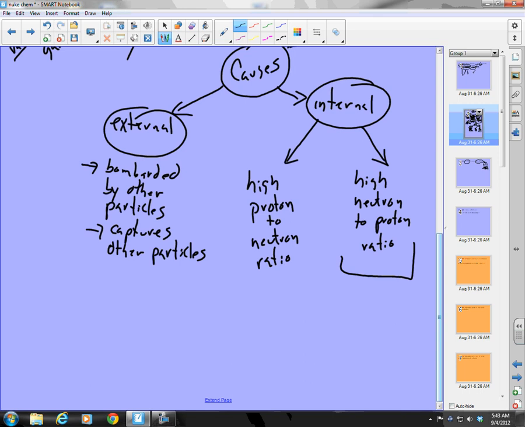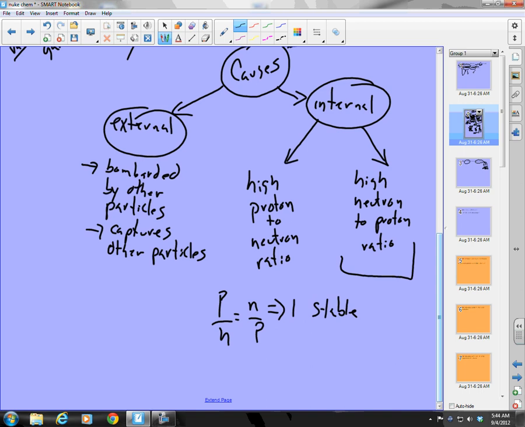What is a high proton to neutron ratio or a high neutron to proton ratio? Well, that's really tough to say. Here's what I can tell you. Roughly, if you have a proton to neutron ratio or a neutron to proton ratio equal to or approaching 1, that is usually stable. If it's about 1, then that's stable. If it is greater than 1, then we start having some instability.